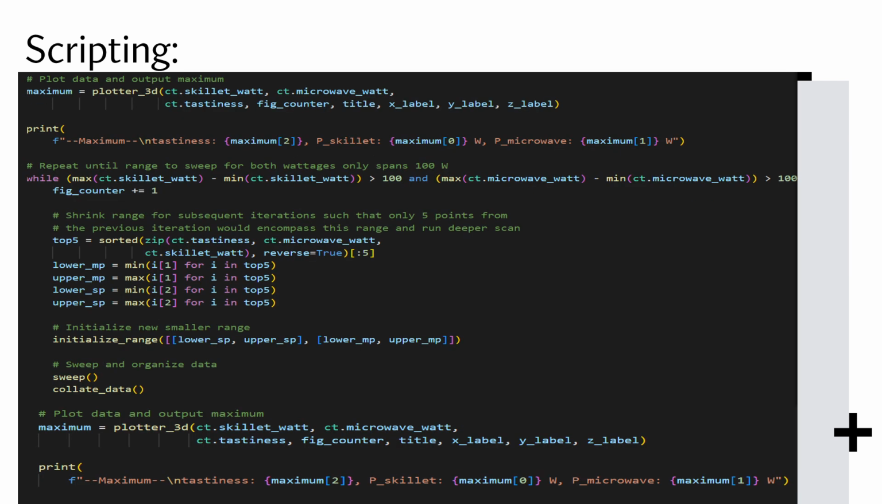A FlexPDE model has been validated and Python code created to sweep power values for the microwave and skillet. The code was divided into multiple modules for future use. The program will generate a range of power values from 3.3 kilowatts to 0.1 kilowatts for both appliances, with 10 data points per range, resulting in 100 data points. The data will be plotted as a 3D scatter and optimized until the wattage range for both appliances only spans 100 watts each. To prevent hardware issues, the program will break the 100-point data into chunks if more than 50 are present in the sweep range.